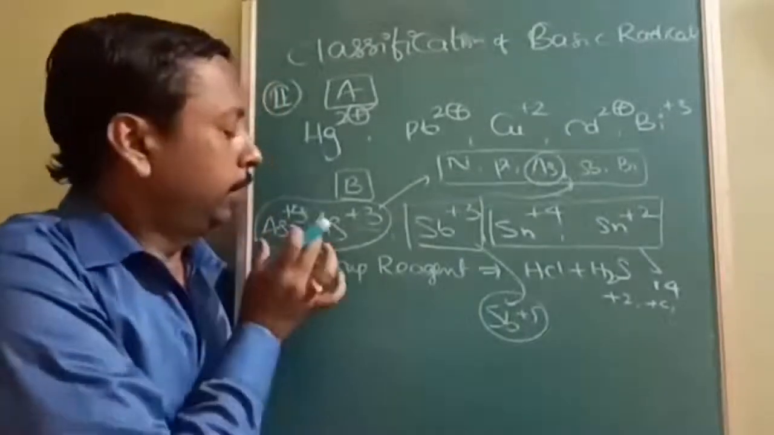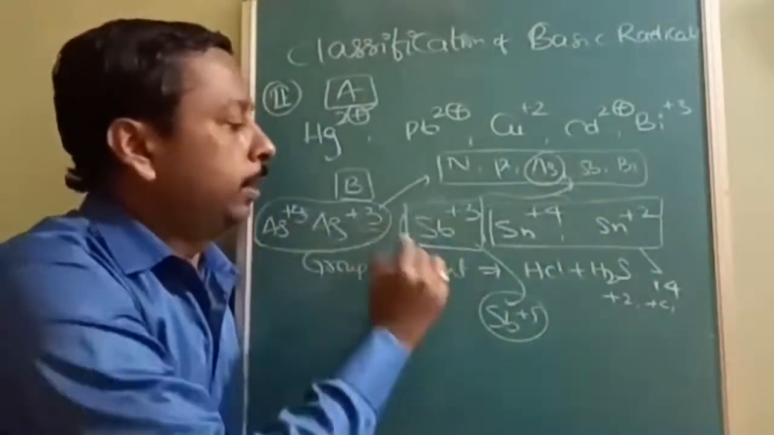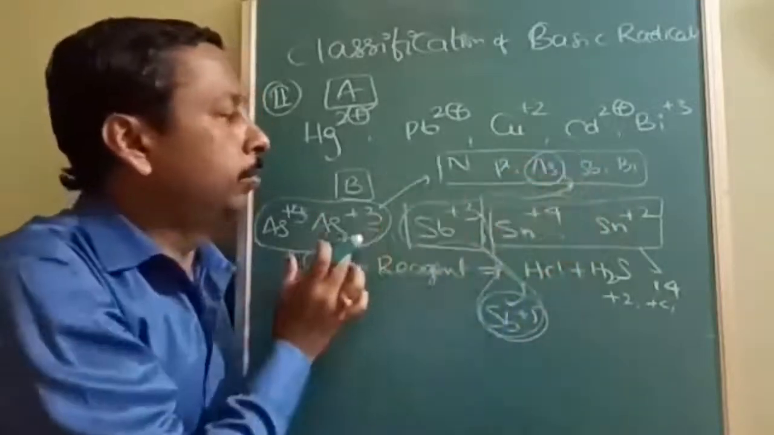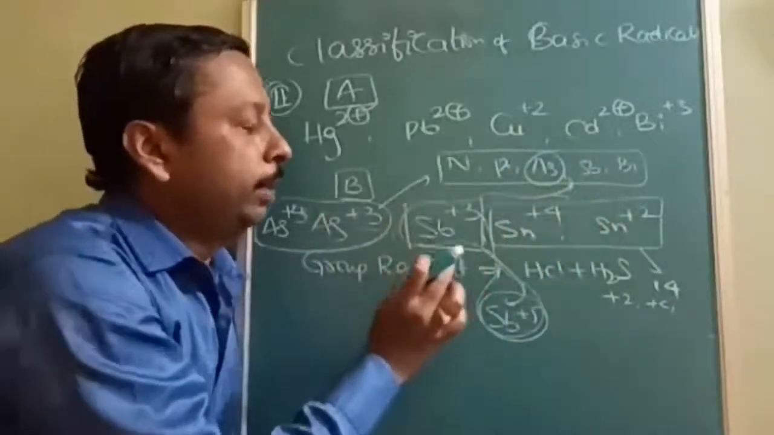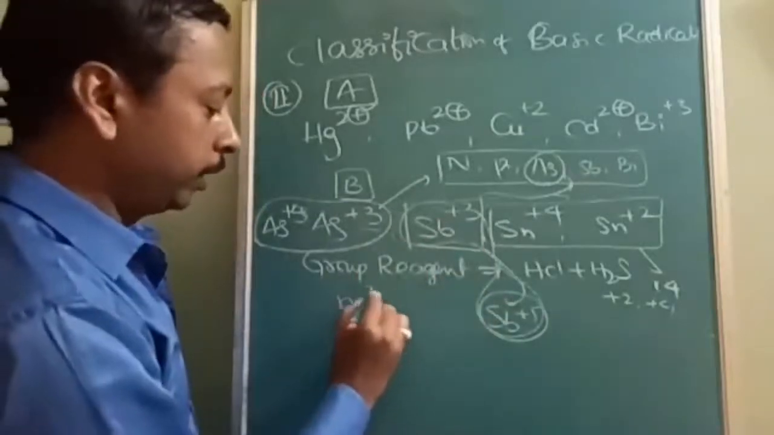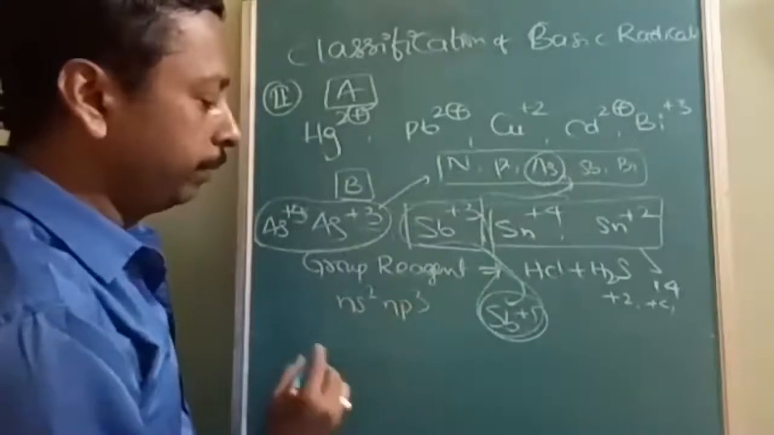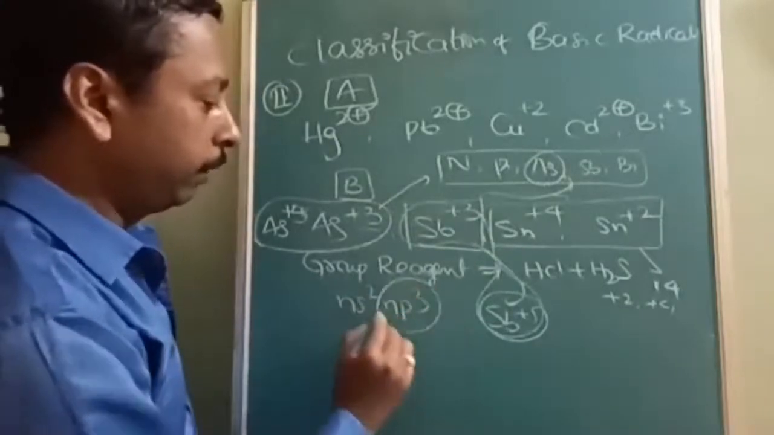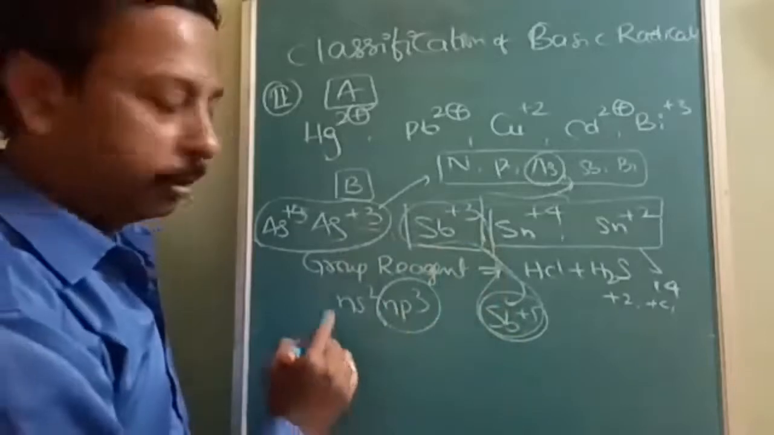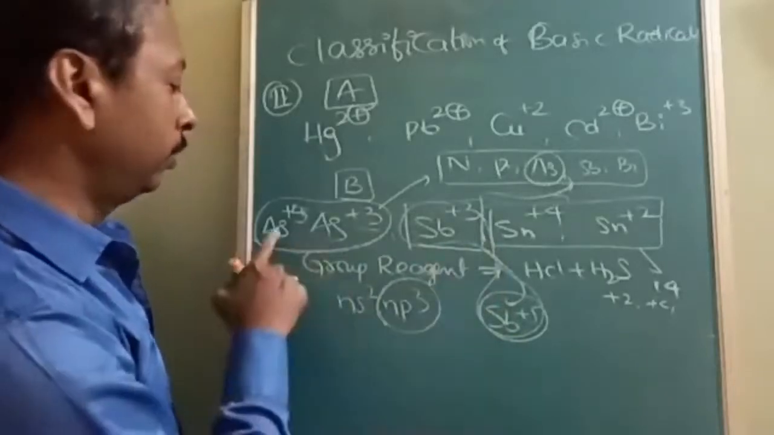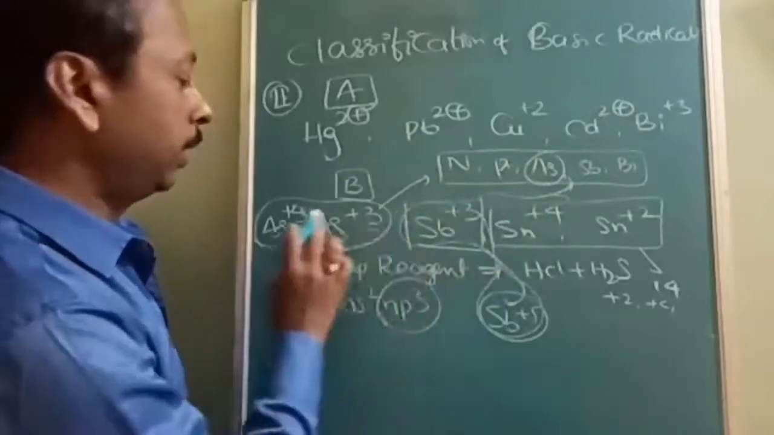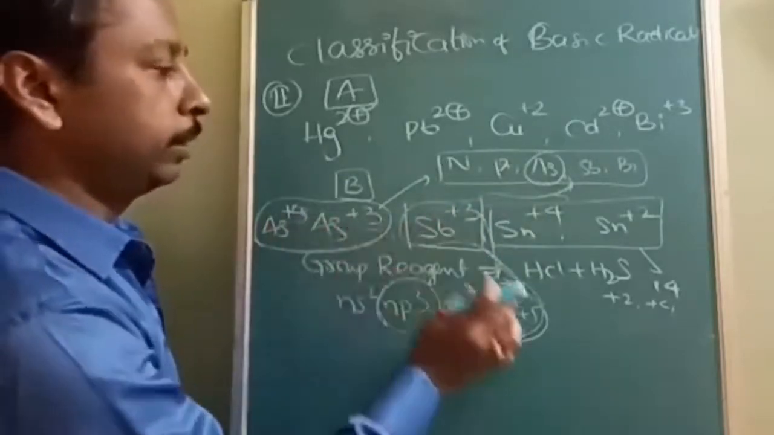Here, Sb and As belong to the 15th group family, and they exist in +3 and +5 because their general configuration is ns2 np3. When the inert pair effect is there, +3. When the inert pair effect is not there, +5. So As and Sb exist in +3 and +5.